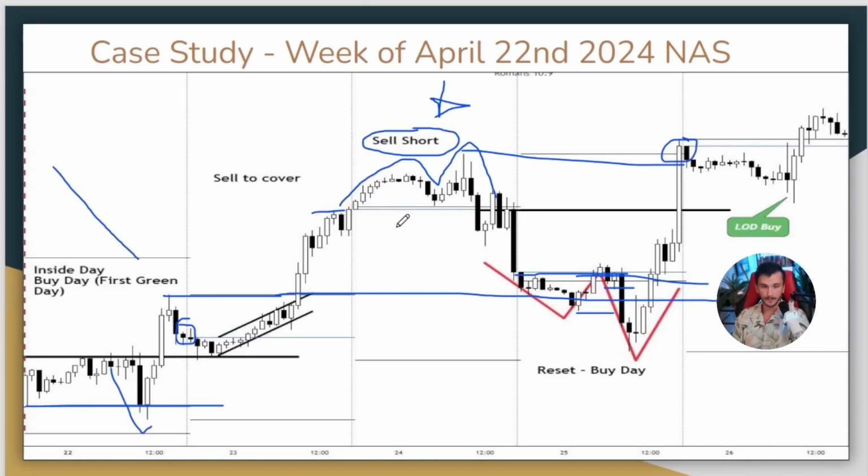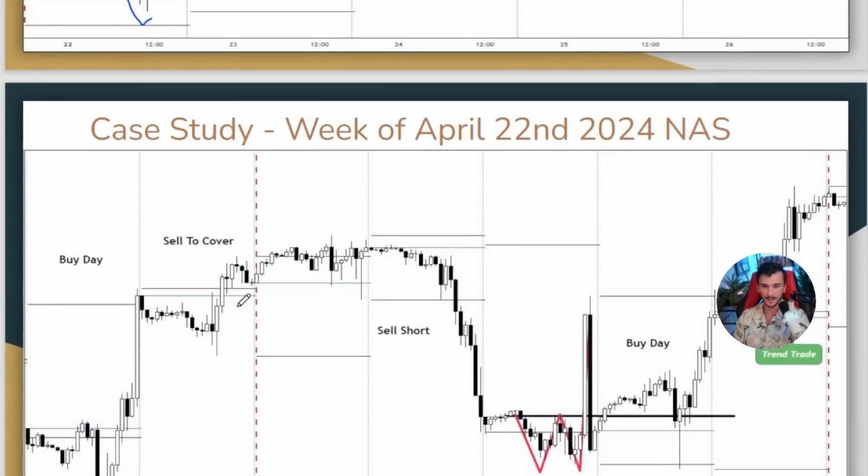Okay, so some things to be watching out for. I'm going to try and slow this down. A sell short day that reverses strongly on the following day, closing with strength, that could be proof of a trap. We are trapping shorts and then going higher. Some things to think about. Let's go on to the next week.